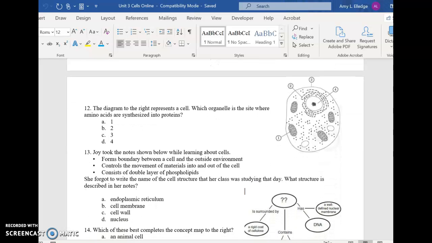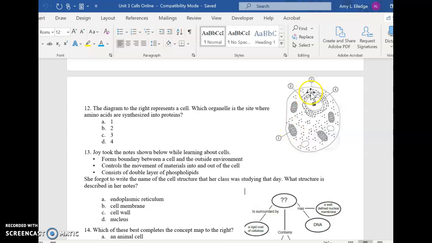Number 12, the diagram to the right represents a cell. Which organelle is the site where amino acids are synthesized into proteins? So in other words, what part could make proteins? Well, if you look at 1, that's your mitochondria, the powerhouse of the cell.